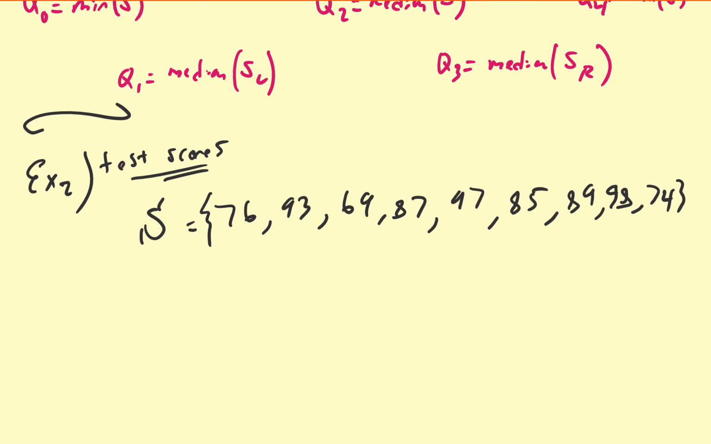One of the important things to note about how to calculate the min, max, median, and the quartiles is that the set must be ordered from least to greatest.